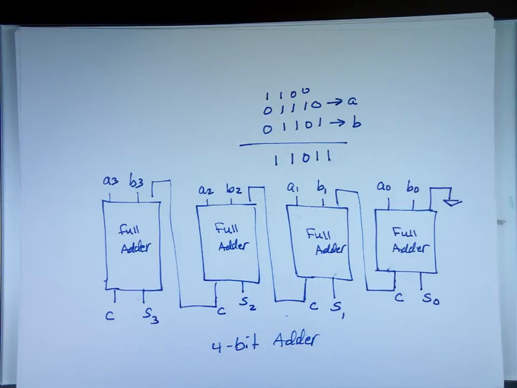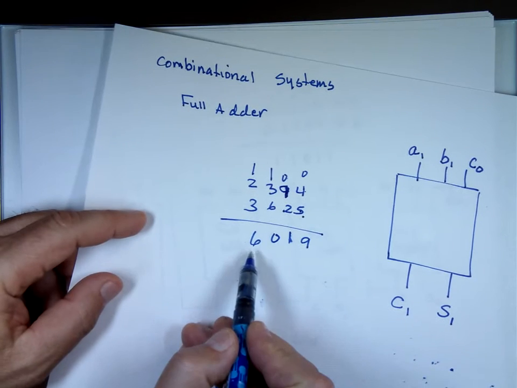So, 4-bit adder. Okay. That last carry, where would that go? That's just your, when you're adding, for example, if you were adding numbers here, what do you do with that number?